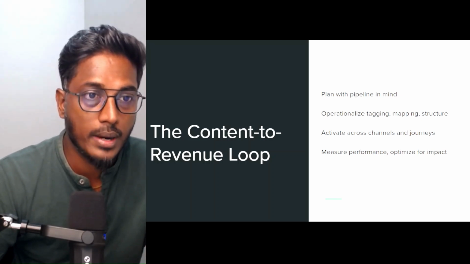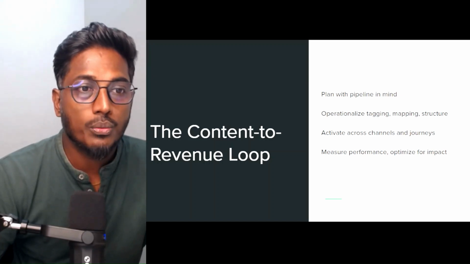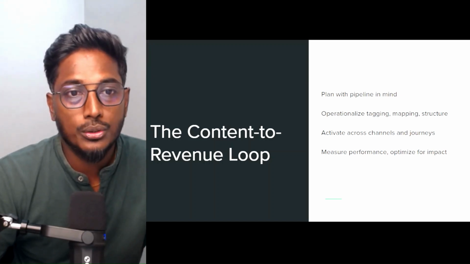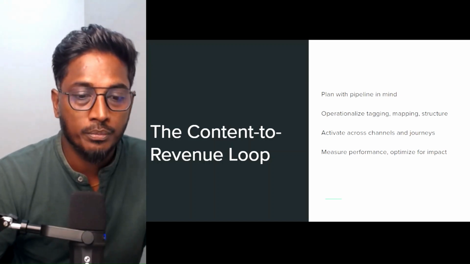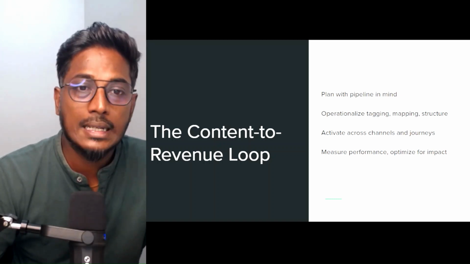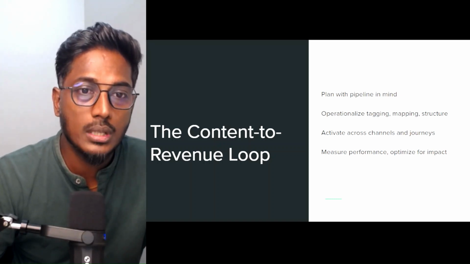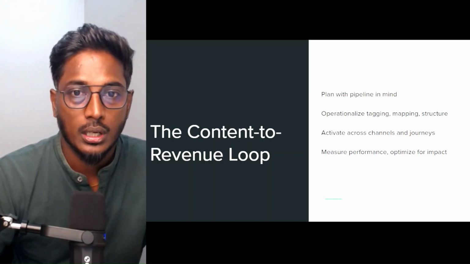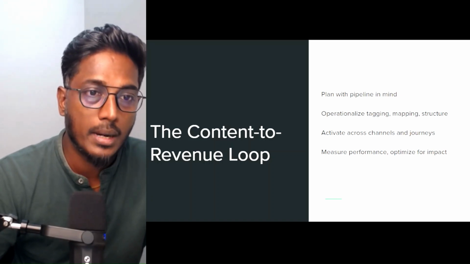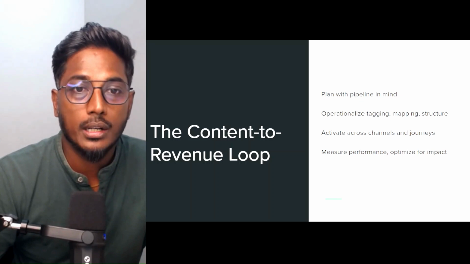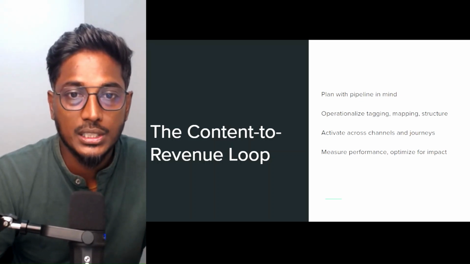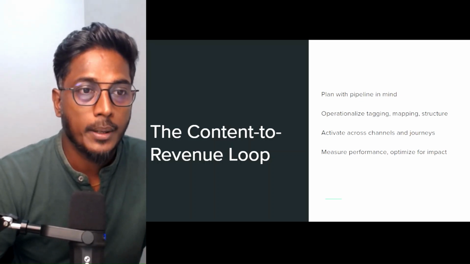And that's where this framework comes in. We call that framework the content to revenue loop. This content to revenue loop is built around four key motions, and when connected by marketing ops, turns your content from noise into a strategic growth lever, right?